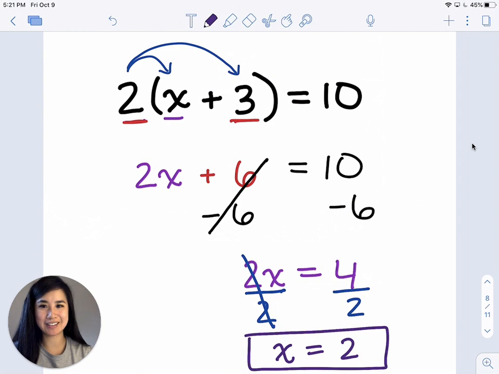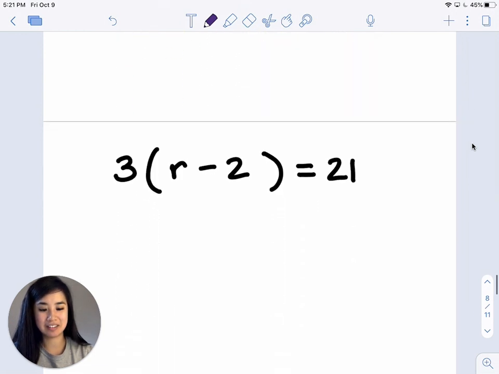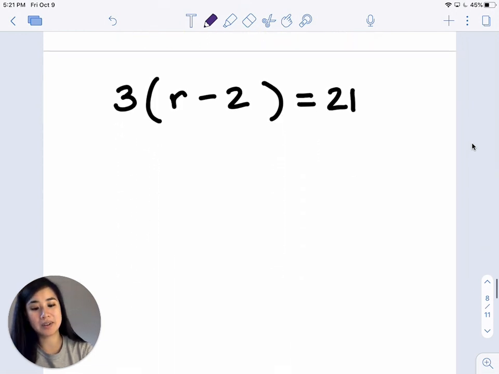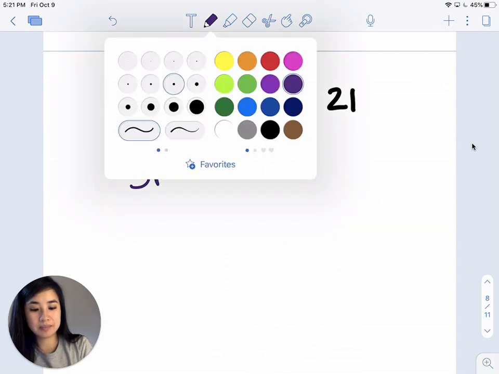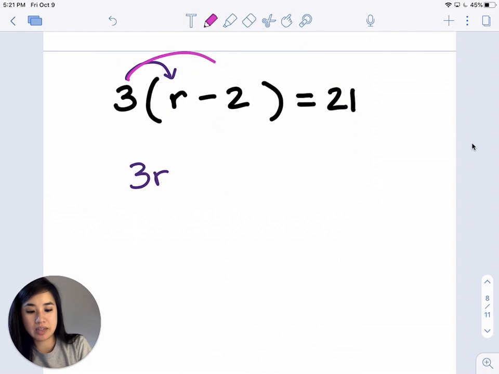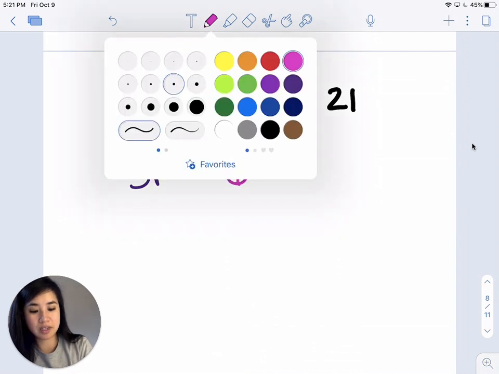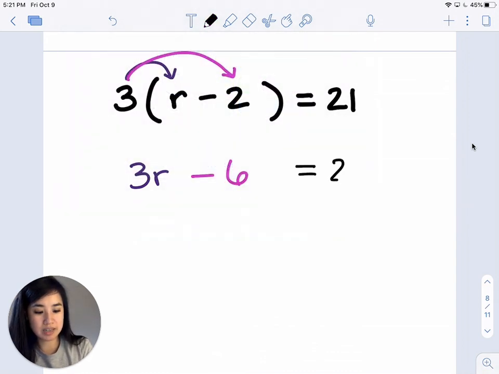All right, let's see another example. This time, notice that the term in the middle of the parentheses, there's a minus sign. So let's see how that changes things here. We're going to distribute that 3 to the r. So that's going to be 3r. Distribute that 3 to a negative 2. Make sure you notice that it's a negative 2 there. 3 times negative 2 is negative 6. I'm going to bring down my equal sign, bring down my 21.